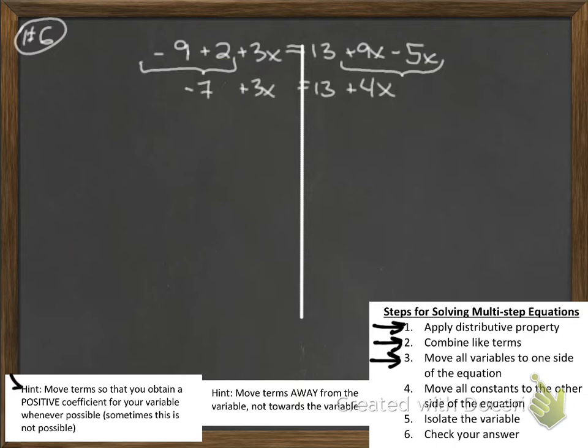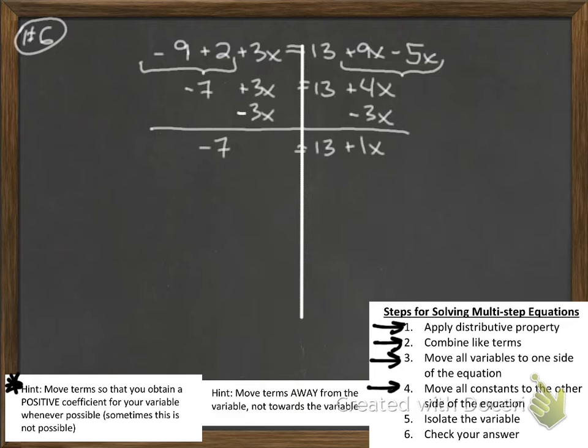However, my preference is to try to get a positive coefficient for x because I'm human and I know I make mistakes, and if I can avoid negative signs, if possible, that's going to reduce the probability of me making a mistake. So again, this is a preference, not a rule. I'm going to subtract 3x from both sides, and then hopefully you can see that gives me a positive 1x or a positive x. Again, not right or wrong, just a preference.